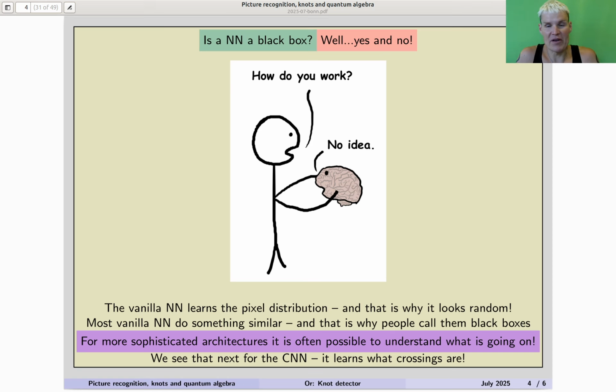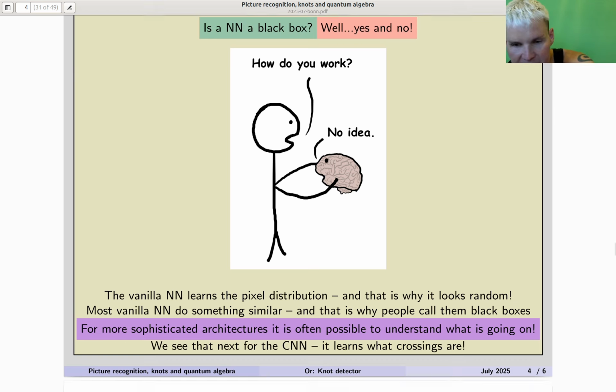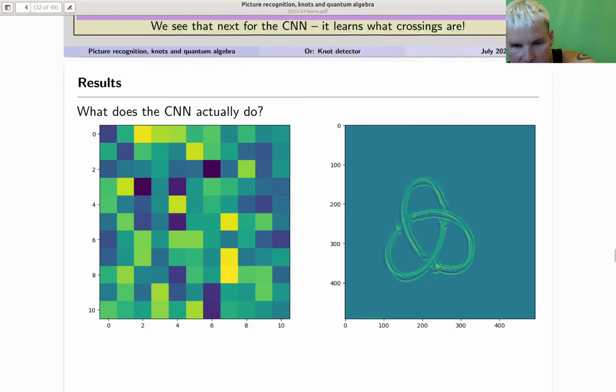So it's some random thing. But the more sophisticated ones, CNNs, transformers, whatever, we actually know very well what they do. So people call them black boxes, but for more sophisticated architectures, you can actually tell what they do. So a neural network is not necessarily a black box. And here in this case, you actually see that very well.